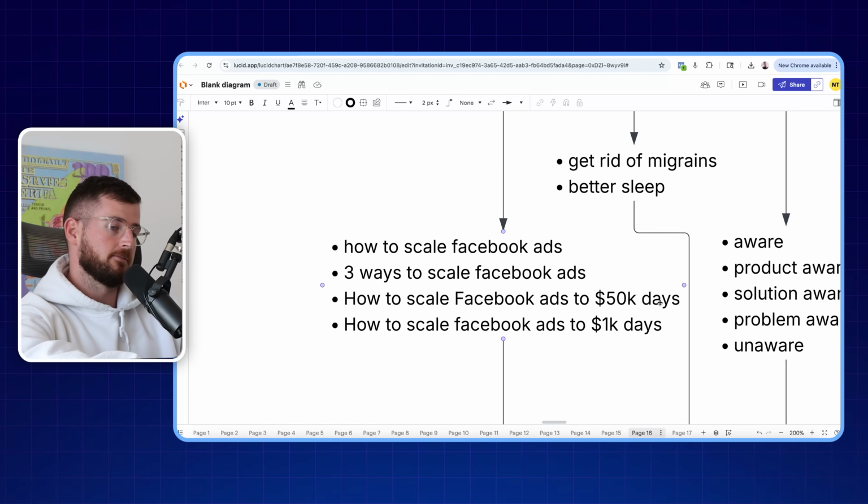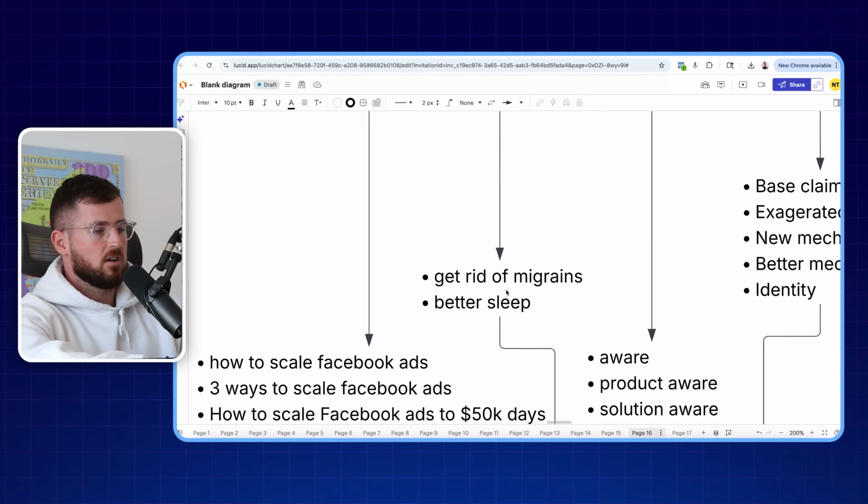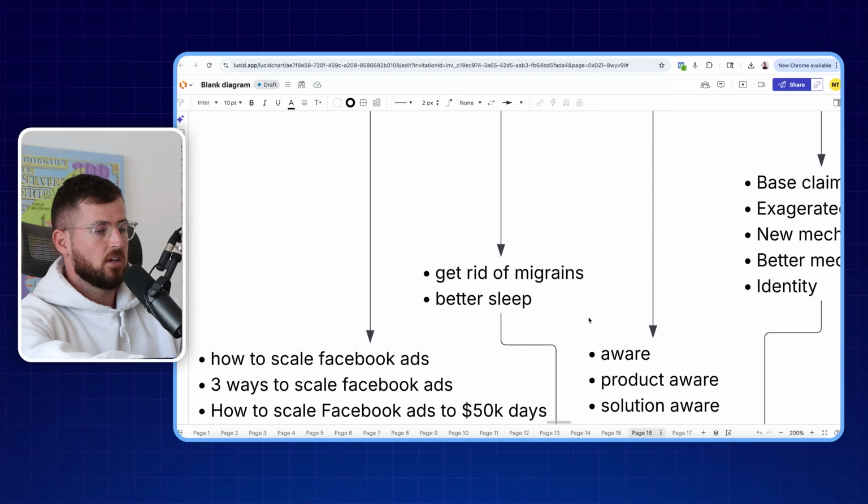How to scale Facebook ads to 50K days is going to appeal to a more affluent demographic that is trying to hit 50K days. Whereas how to scale Facebook ads to 1K days is going to appeal to a lower income demographic, likely people that are just starting to get started with Shopify. So very different demographics. Desire right here: get rid of migraines versus better sleep. These are two different people.